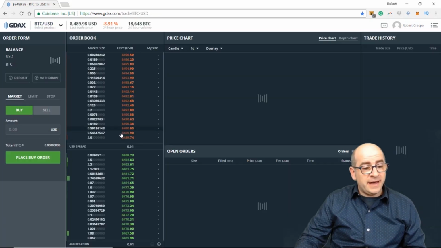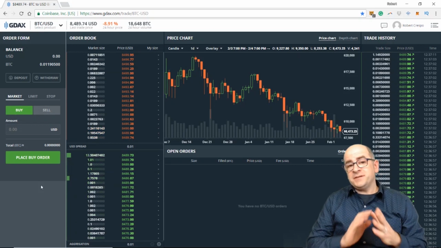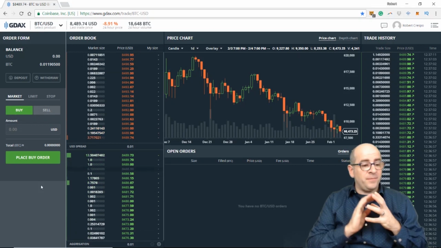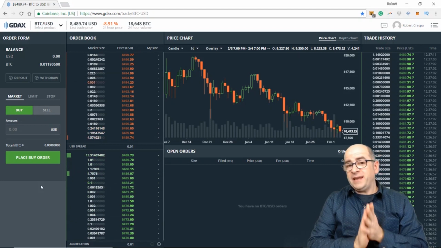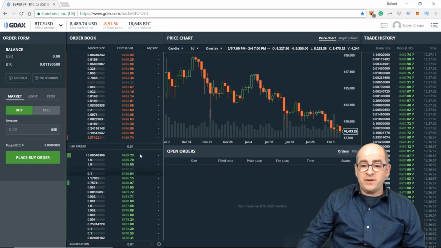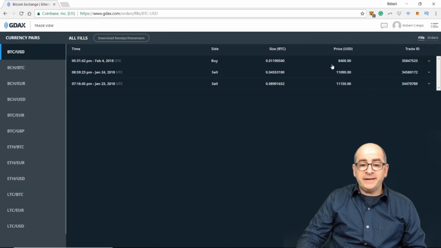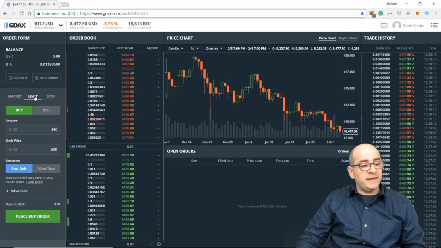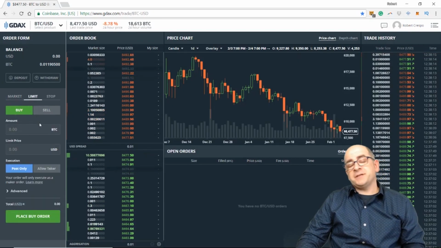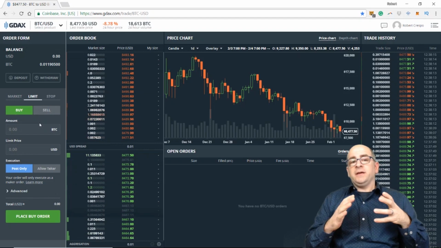So now you can see just how easy it is to buy Bitcoin without any fees. I didn't pay any fees whatsoever. Going back to my fill order, I didn't show you that, but there were no fees associated with this transaction whatsoever. Using the buy limit is an excellent way of reducing your risk.